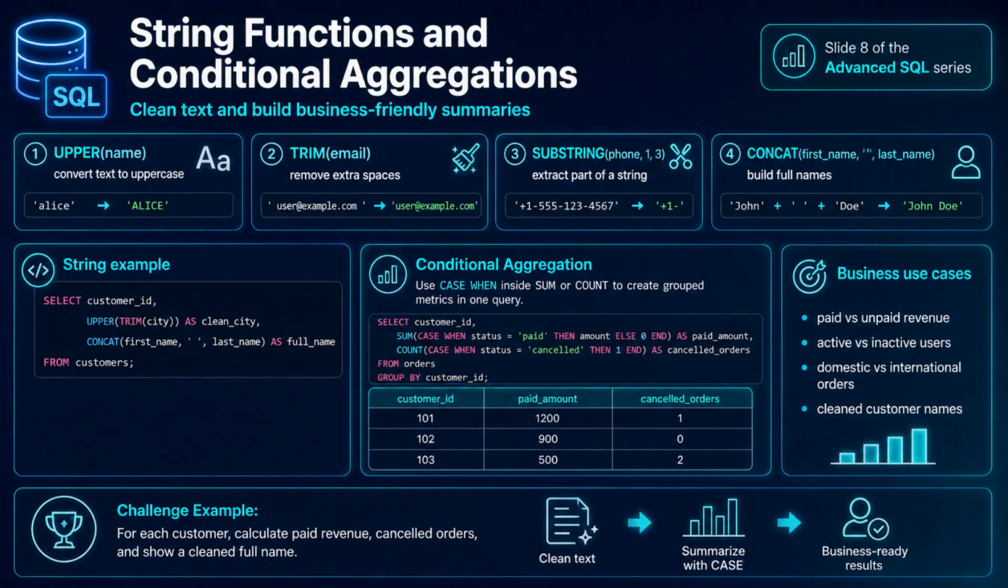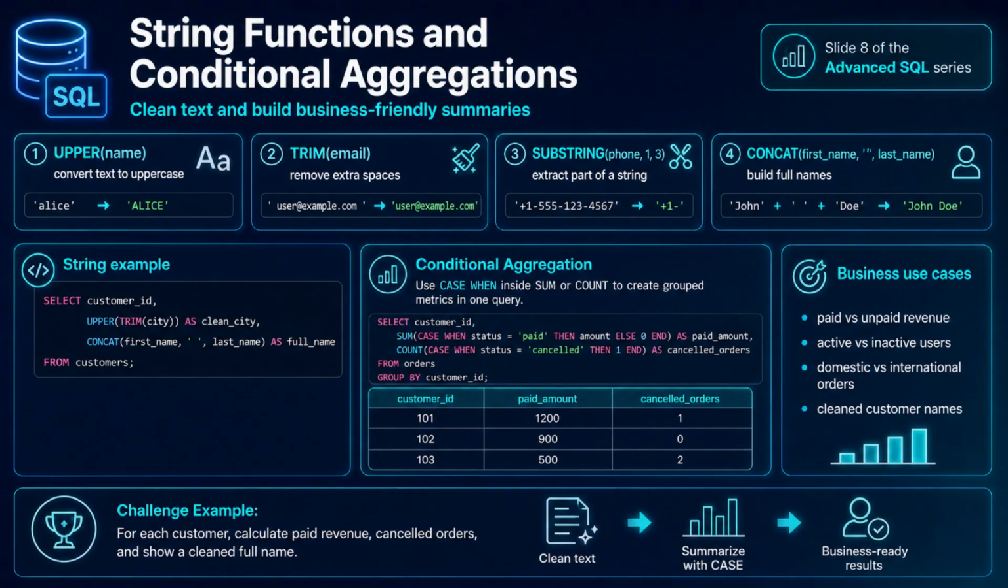Trim removes extra spaces. This is very useful for emails, names, and city fields. Substring extracts part of a string. For example, you can extract the country code or area code from a phone number. Concat combines multiple strings. For example, first name plus a space plus last name creates a full name. In the string example, we clean the city using upper and trim. Then we build a full name using concat.